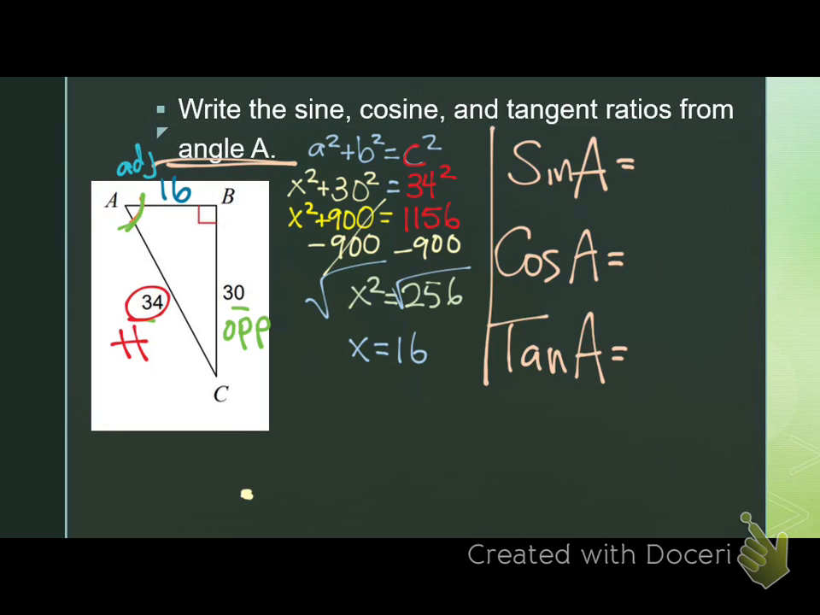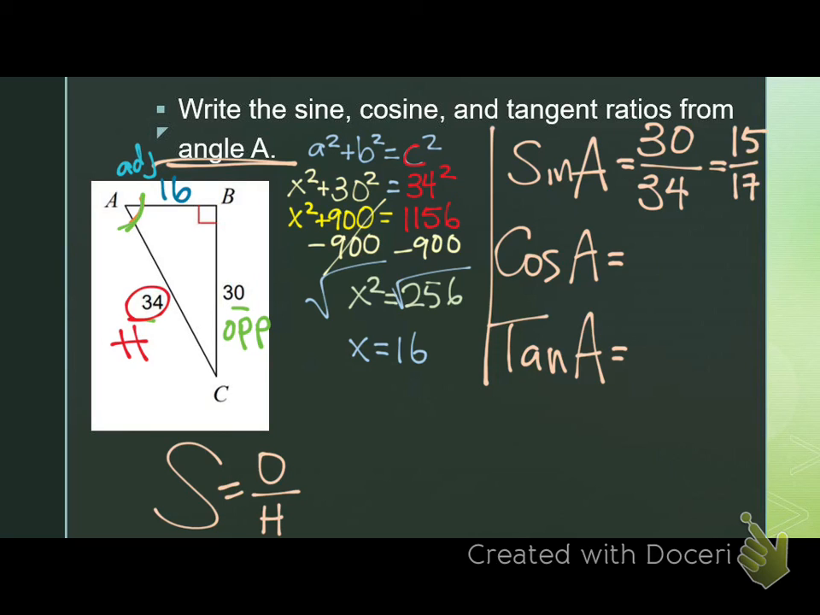All right, so we're doing it again. What is my fraction going to look like? 30 over 34. Does this reduce? Yes. It reduces to 15 over 17. They're both divisible by 2.